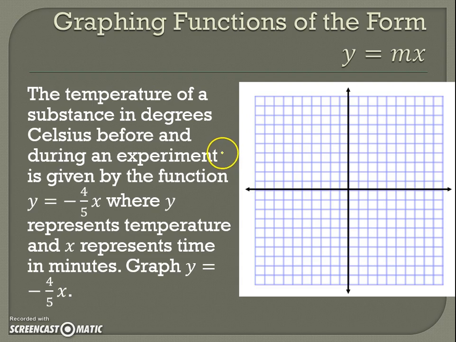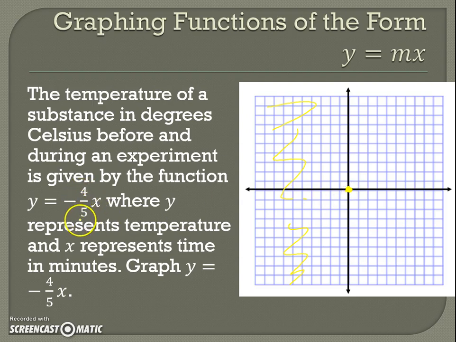The temperature of a substance in degrees Celsius before and during an experiment is given by the function y equals -4/5 x, where y represents temperature, x represents time in minutes. Okay, so first of all, we're doing time, which means everything needs to exist over here. You can't go backwards in time, so I'm starting at 0, because the y-intercept is 0. That's what I was just talking to you about.